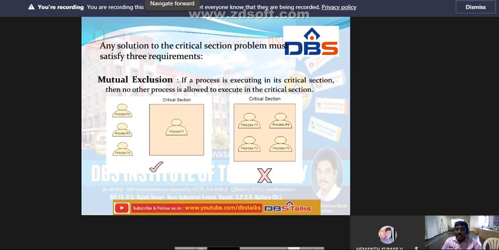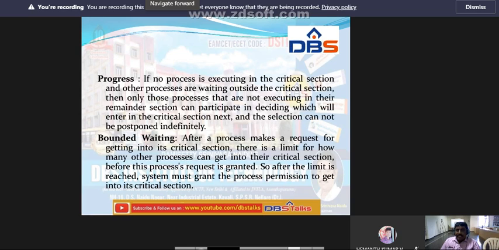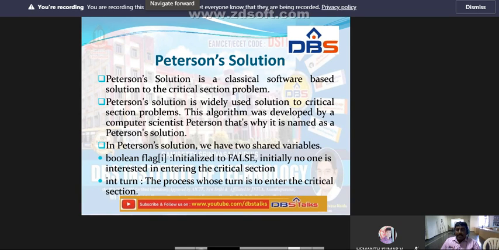Next is the solution to the critical section problem. Any solution must satisfy three conditions: mutual exclusion, progress, and finally bounded waiting. Next is Peterson's solution. Generally, Peterson's solution is a software-based solution to the critical section problem.